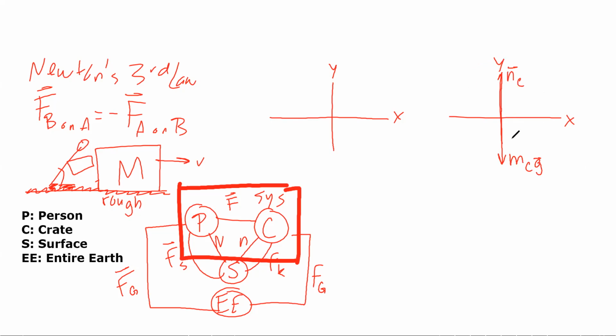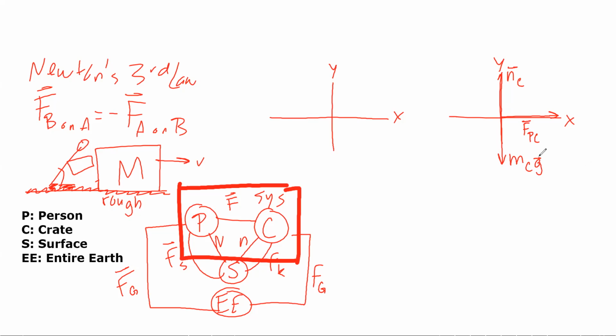And then, okay, so what about the force in the x direction? Well, you would draw the force that we probably expected from the very beginning, the first thing that came to mind: the force of the person on the crate. I'm not going to write the word "on", I'm just going to write F of the person on the crate.